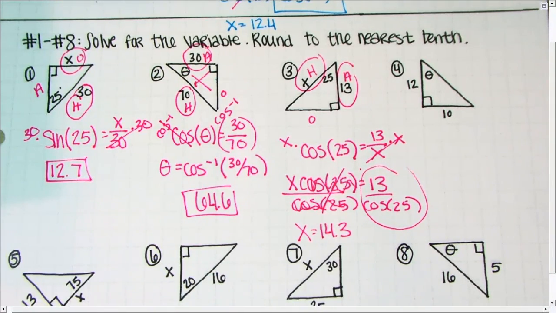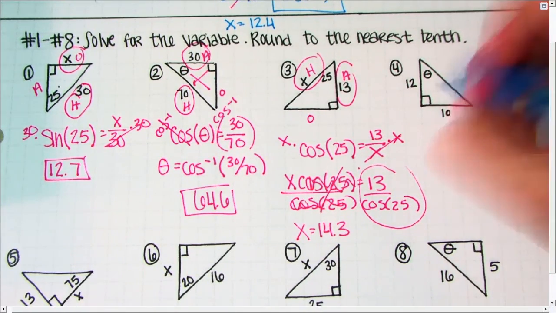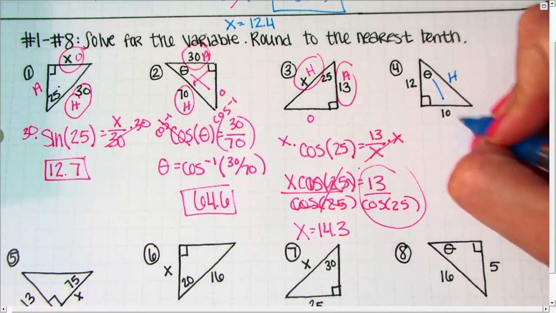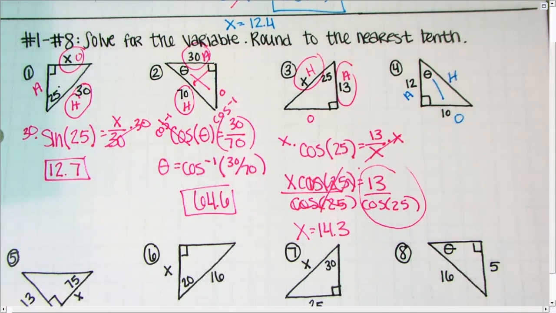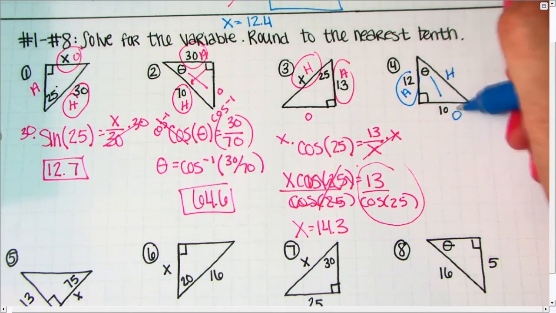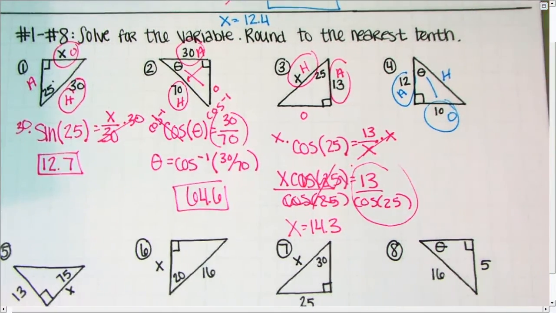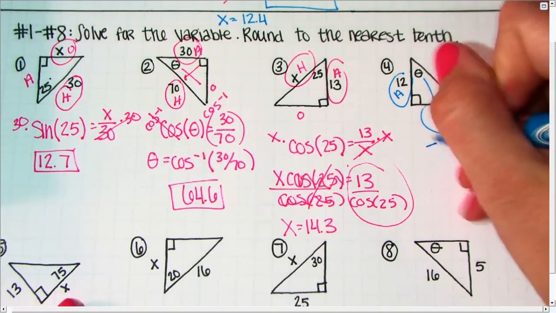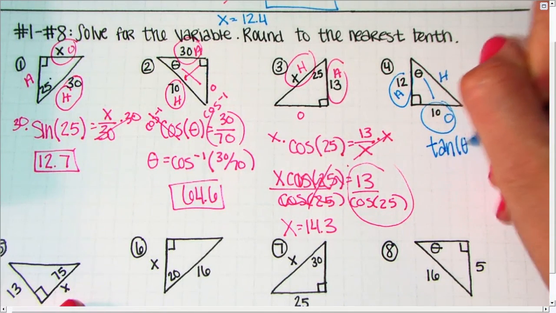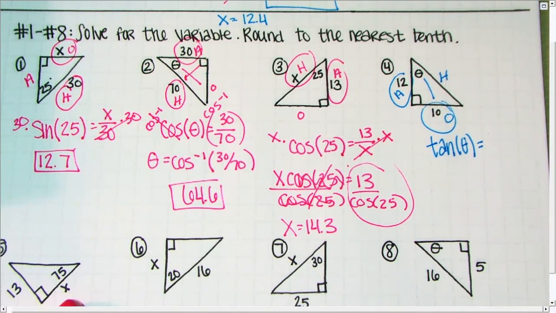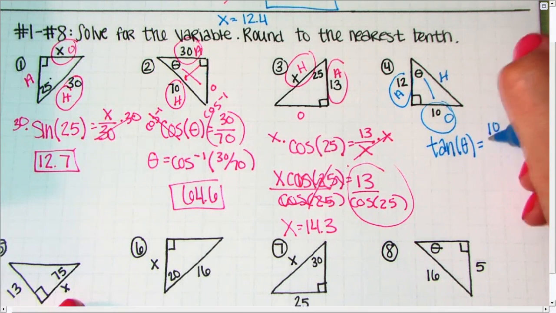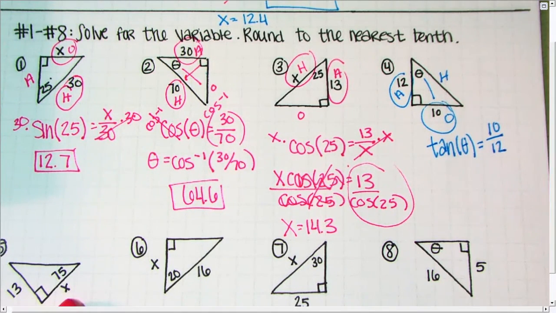I'm going to change colors so it doesn't kind of run together. Across the 90 is H, across theta is O. By default, this is A. 12 has A, 10 has O. O and A are tangent. So tangent of theta equals opposite 10 over adjacent 12.